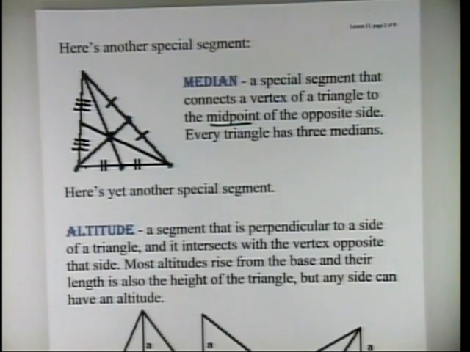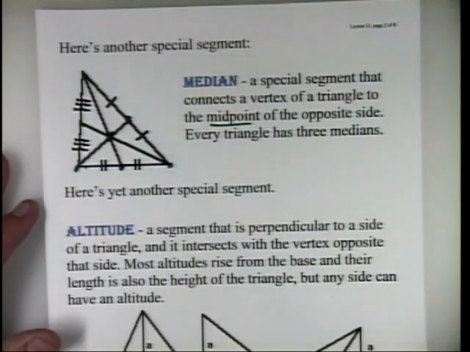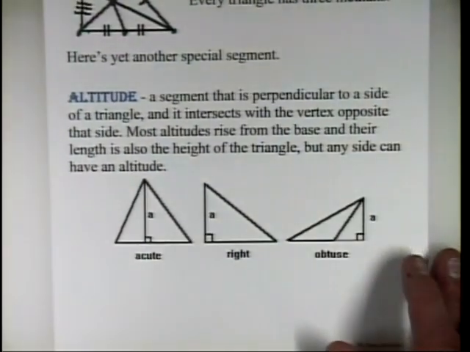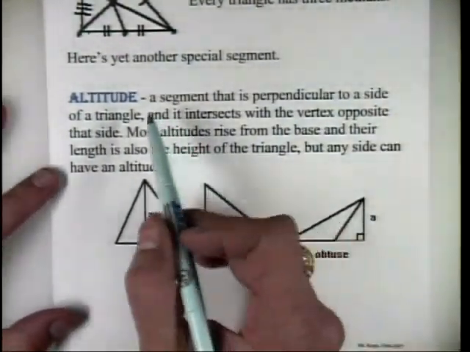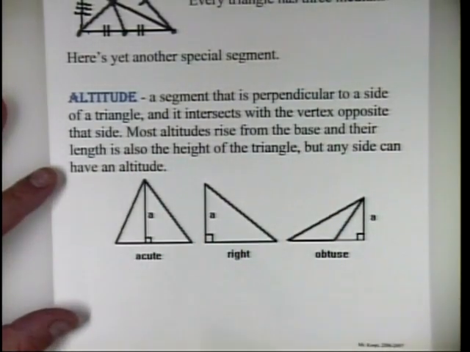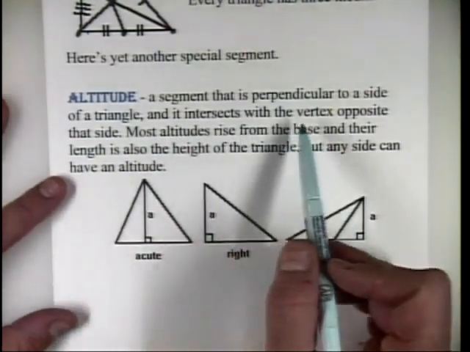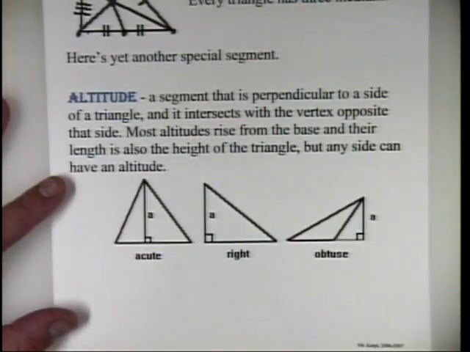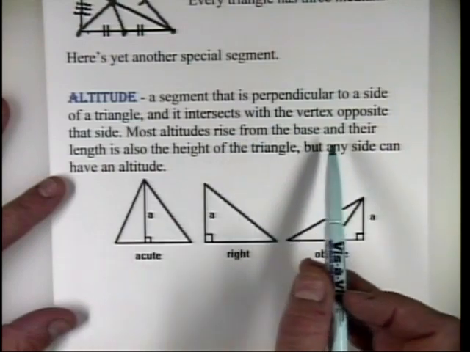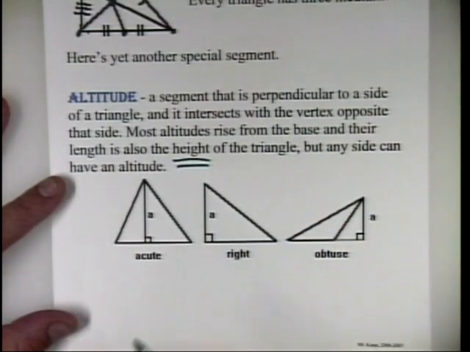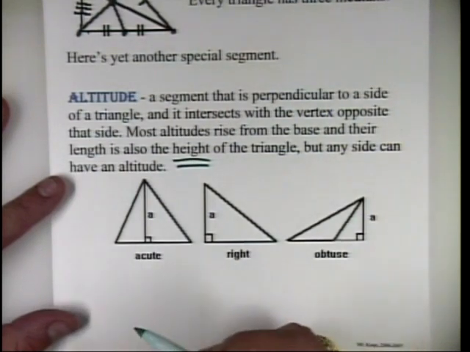Okay, so that's a median. Median cuts it in half, starts at the vertex of the opposite side. Another definition, the altitude. The altitude is a segment that is perpendicular to a side of a triangle, much like the perpendicular bisector, and it intersects with the vertex on the opposite side, which was similar to the median. Now, most altitudes rise from the base, and their length can also be considered, this is important, the height of the triangle. But any side can have an altitude.